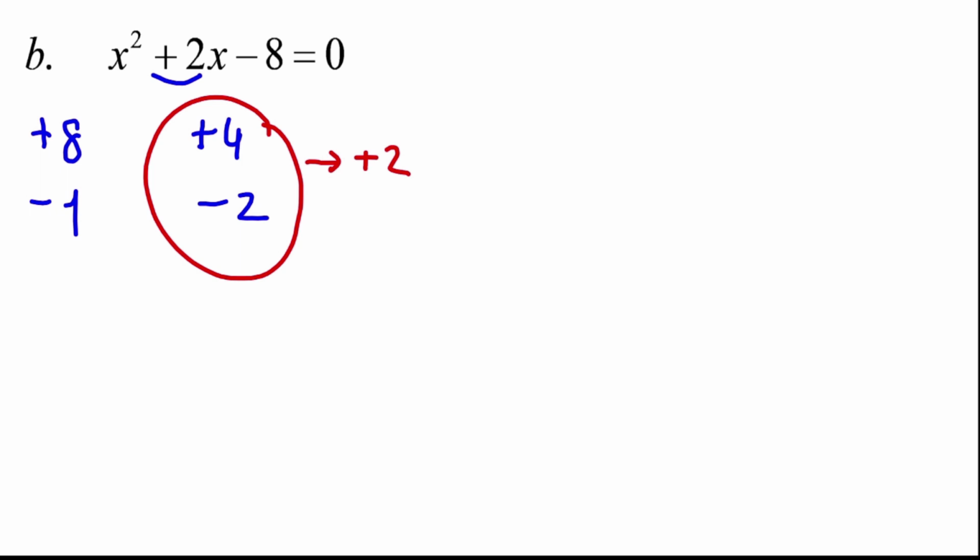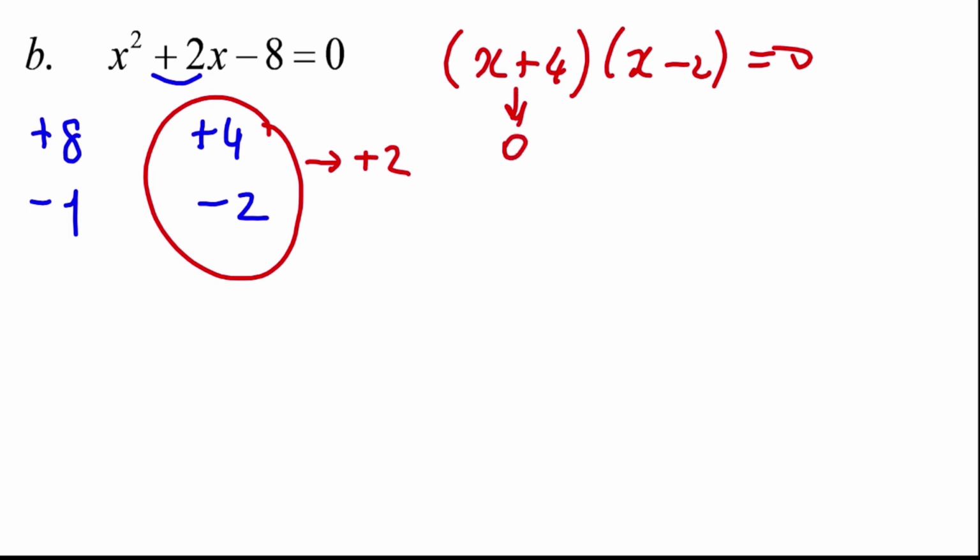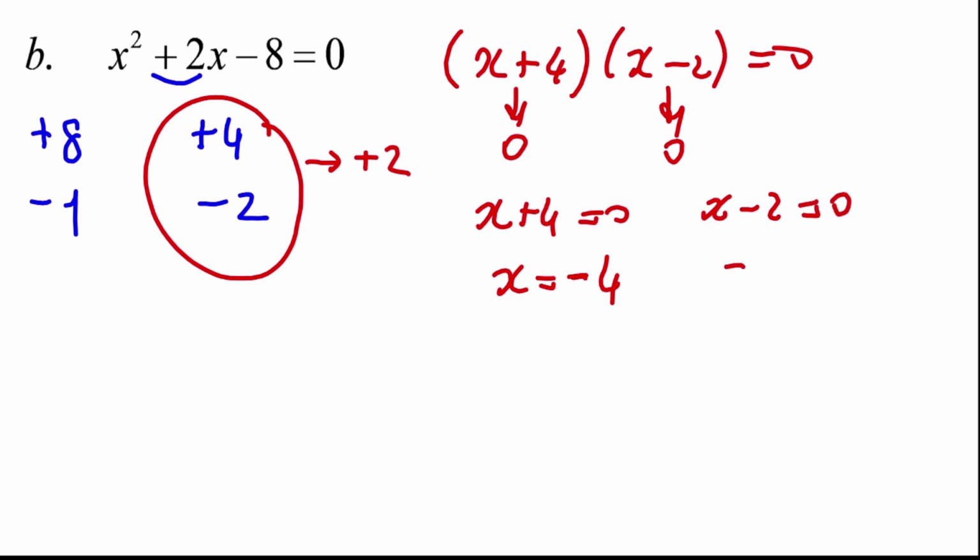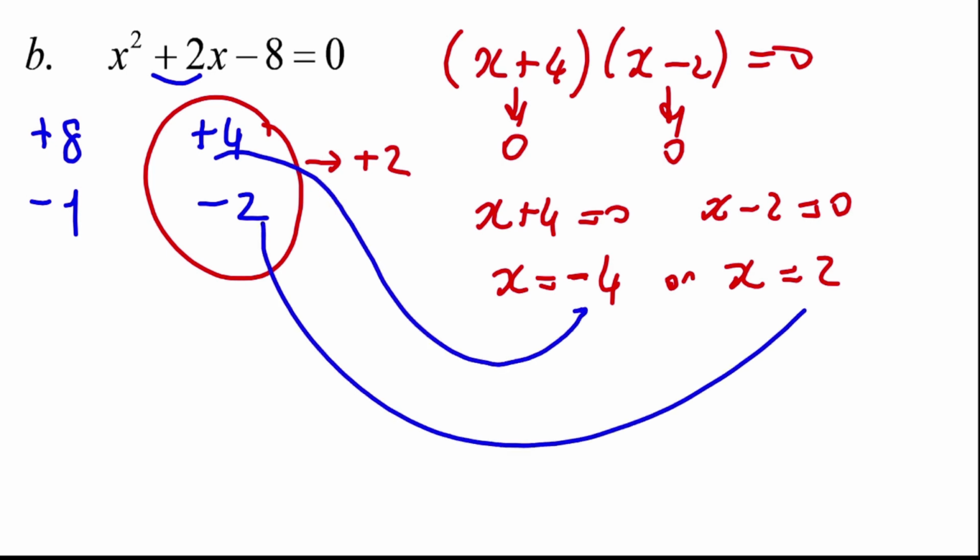So, how can we factorize this? (x + 4) times (x - 2) is 0. First one could be 0, second one could be 0. x + 4 is 0, x is -4, agree? Here, x - 2 is 0, x is 2. Okay? Look at them. +4 turns into -4, -2 turns into +2.